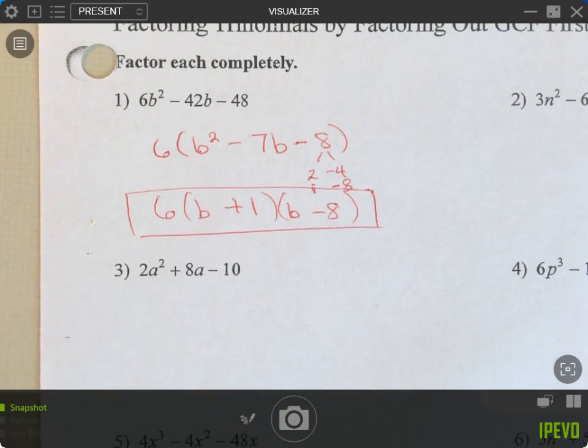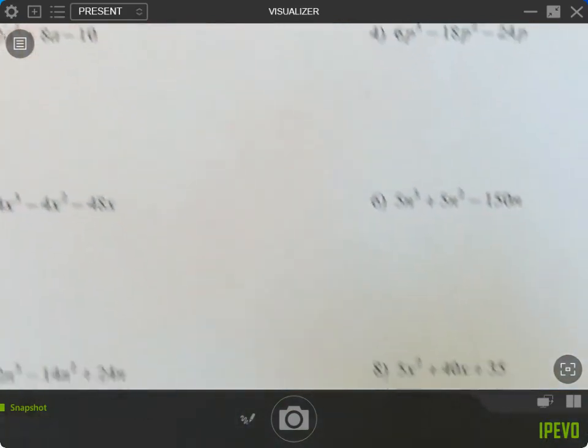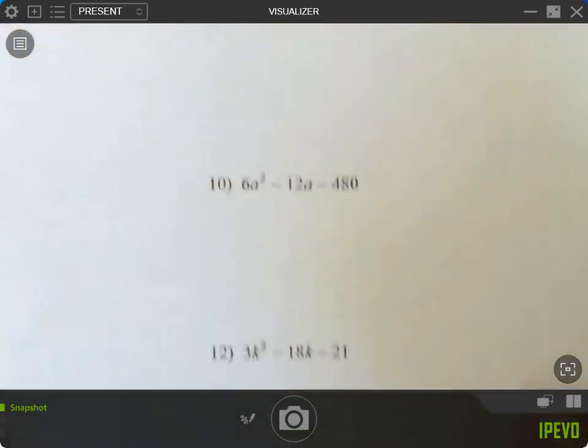8. I was thinking number 10. 12. Yeah, sure, let's do that. All right, we'll do 10 and 12.